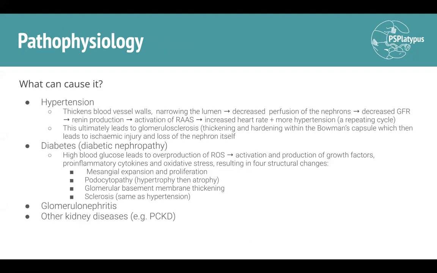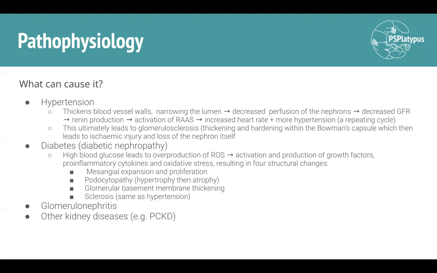Okay, so we talked about hypertension and diabetes being the leading causes of it. Let's talk about how they cause the damage to the kidneys. So in hypertension, you have all the high pressure and your blood vessel walls thicken, which causes narrowing of the lumen, right? When the lumen narrows, as we talked about in AKI with renal artery stenosis, there's decreased perfusion of the nephrons.